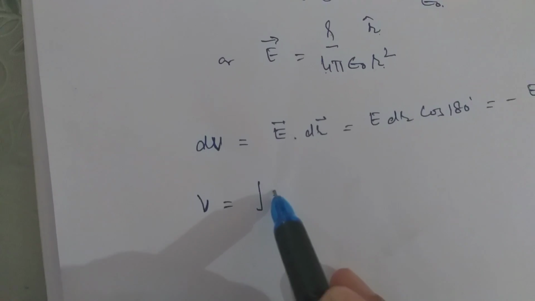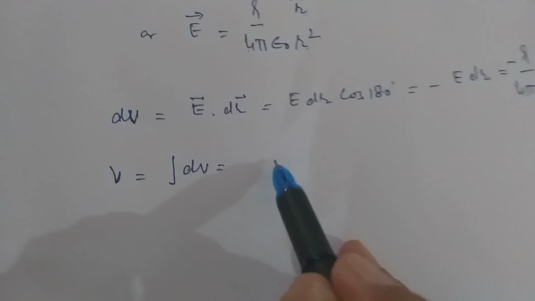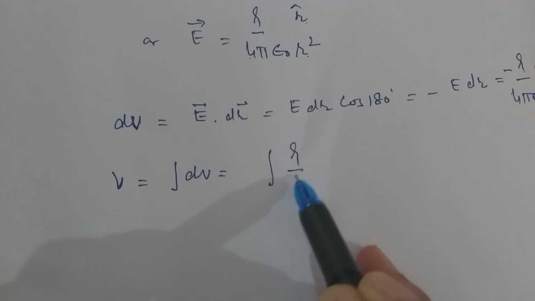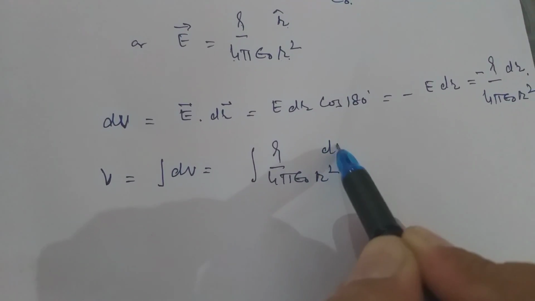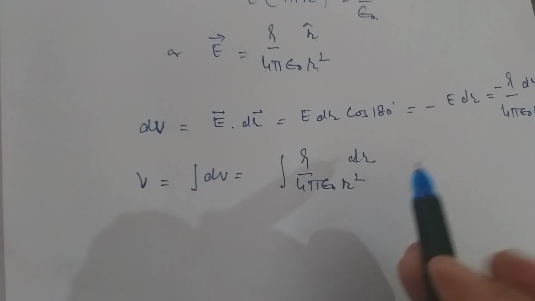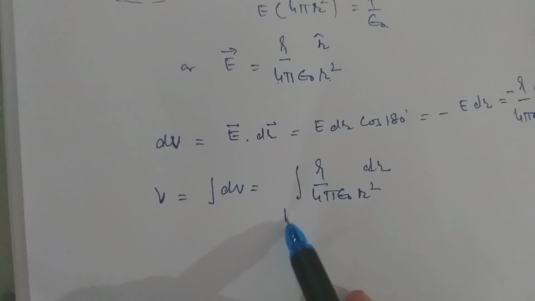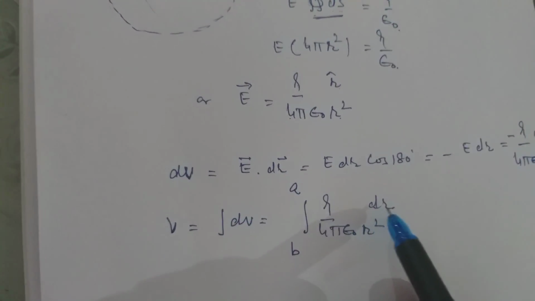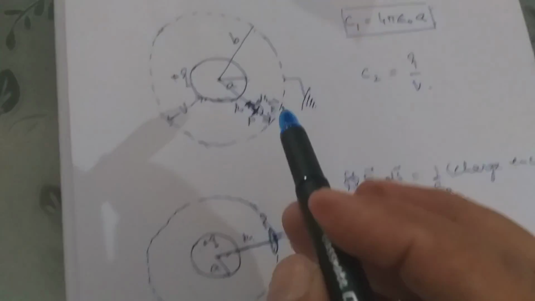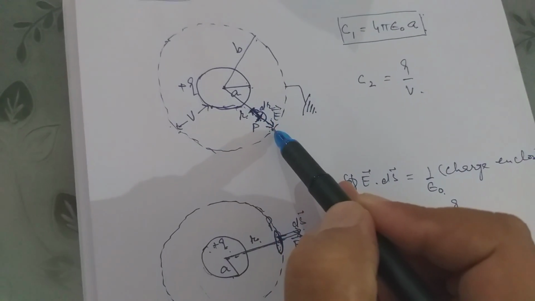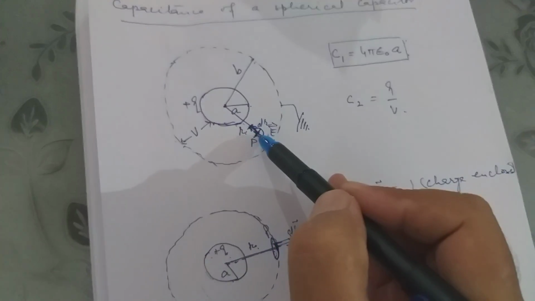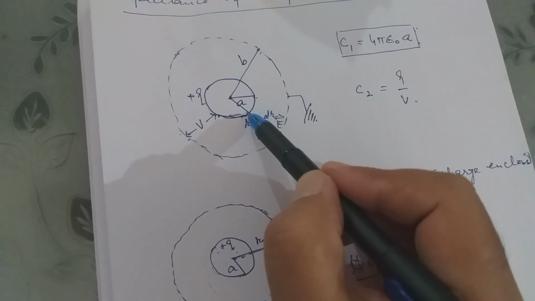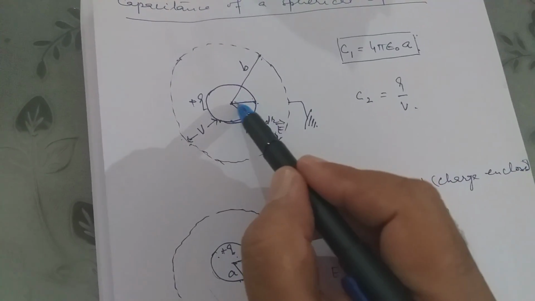It is the integration of dV, or the integration of q upon 4 pi epsilon naught r square dr. Dr means change in r. R is changing from B to A. That is, when the point unit positive test charge is at the outer sphere, then R will be B. And when the point P comes to the inner sphere, then R will become equal to A.